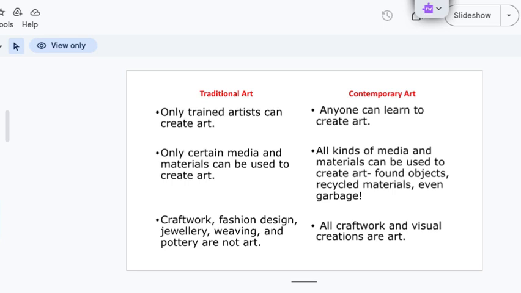So traditional art, the whole idea quickly is that only trained artists can create art, right? You've got to go to art school and work under this artist. But now we're going to be looking at a lot of different types of art where it's accessible to anyone. Anyone can learn to create art. You don't have to go to the big fancy schools. You can be self-taught. Things like Canva. You don't have to be an expert at Photoshop. We have things like Canva now that we can do the same concepts with.